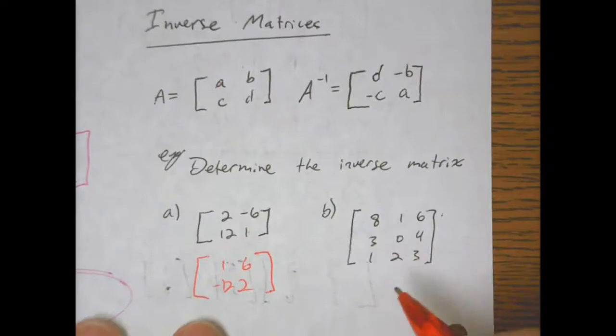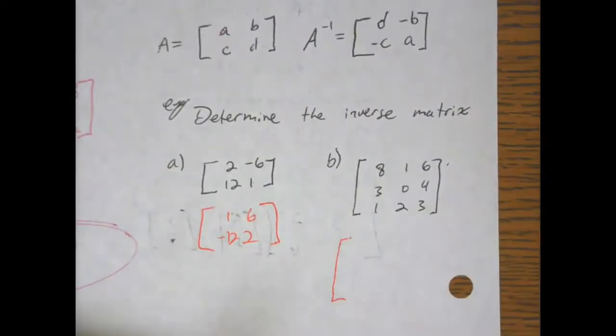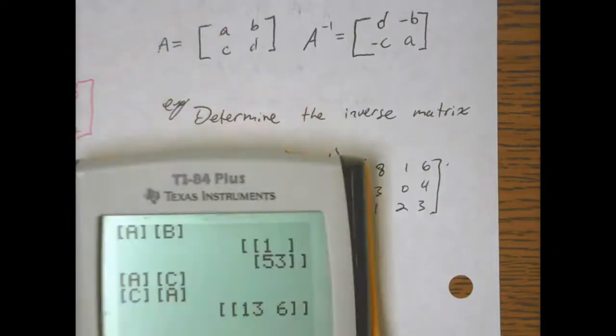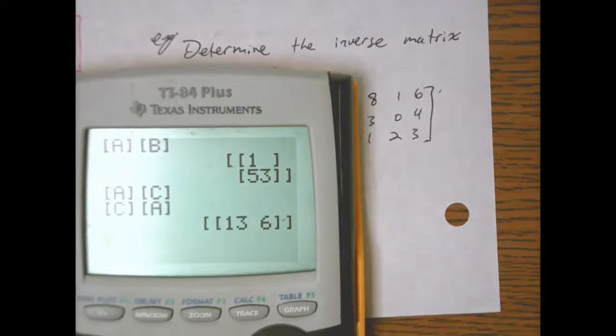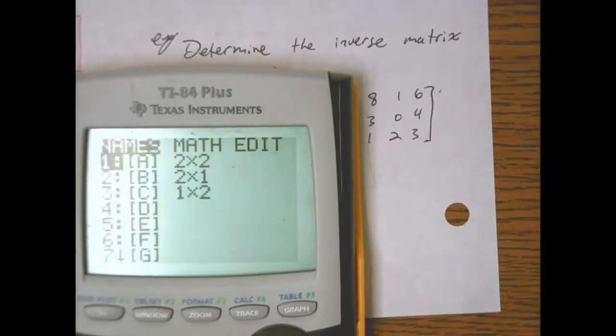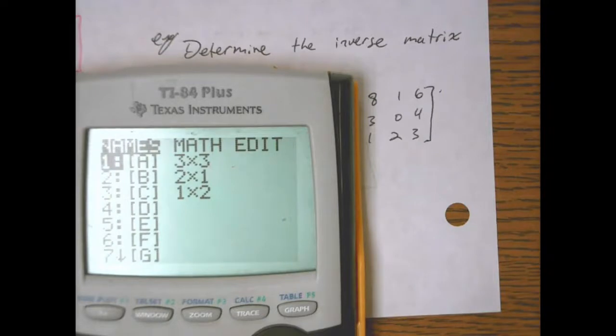It gets a little bit more tricky with a 3 by 3. So what we can use is our handy-dandy calculator. And you can even use it on a 2 by 2, but that's how you do it by hand. 2 by 2 is way faster by hand. So edit our 3 by 3. I have 8, 1, 6, 3, 0, 4, 1, 2, 3. Boom. All right, and I just want the inverse of that matrix.